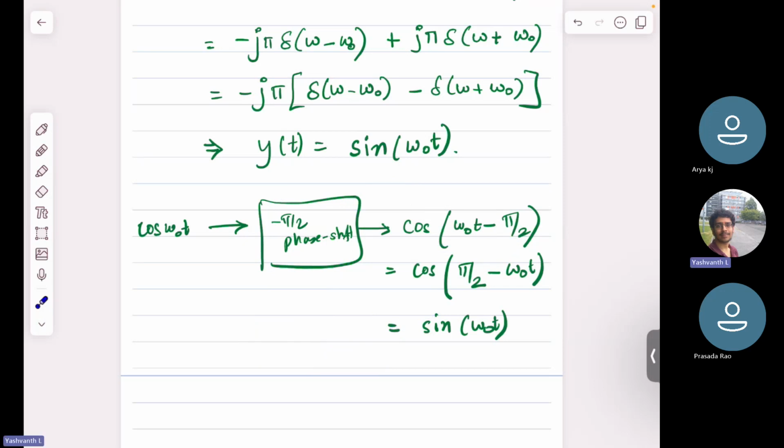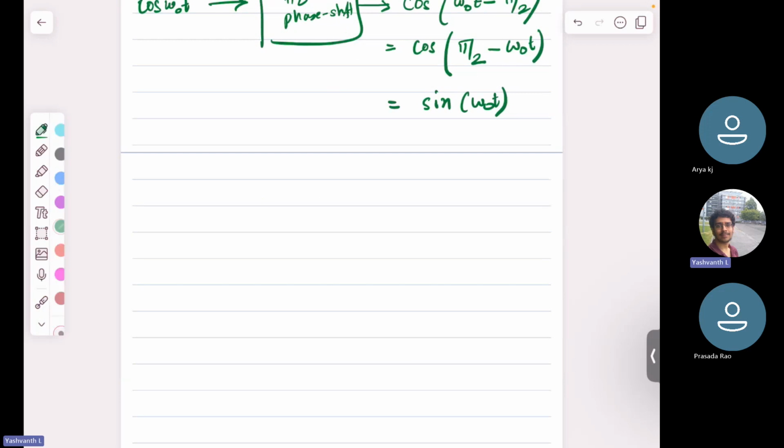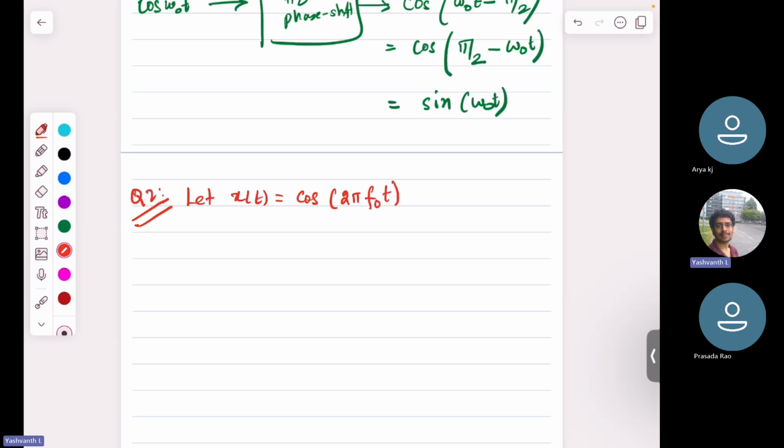Fine. So this was the first question. Now this gives rise to the second question here. Let x of t be equal to cos 2 pi f naught t. Let x hat of t be the Hilbert transform. Then the question is, find the output of the system.